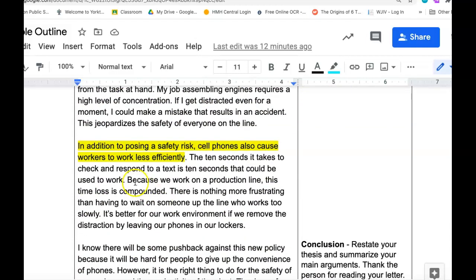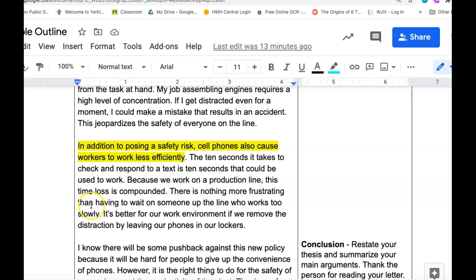Okay, the next one, this is going to be about productivity. I've highlighted my topic sentence in yellow. In addition to posing a safety risk, cell phones also cause workers to work less efficiently. The 10 seconds it takes to check and respond to a text is 10 seconds that could be used to work. Because we work on a production line, this time loss is compounded.